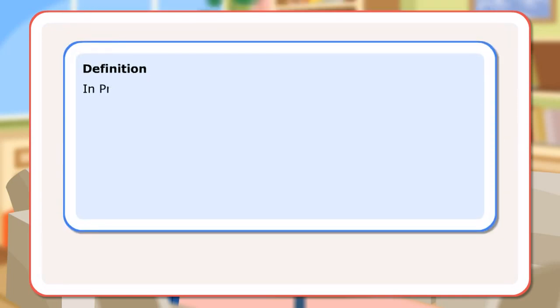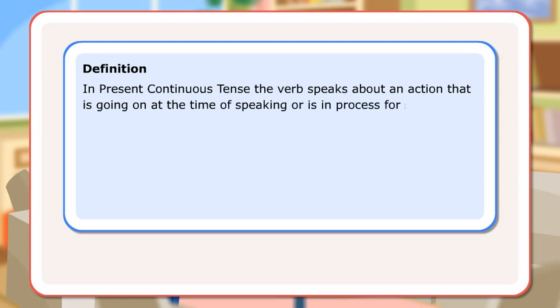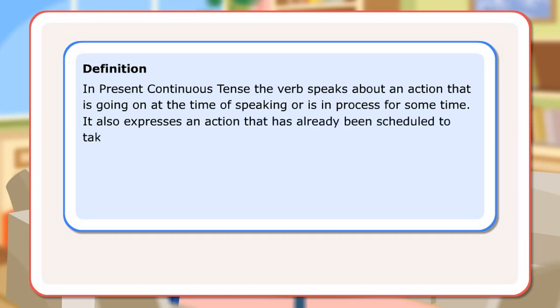Definition. In present continuous tense, the verb speaks about an action that is going on at the time of speaking or is in process for some time. It also expresses an action that has already been scheduled to take place in the near future.